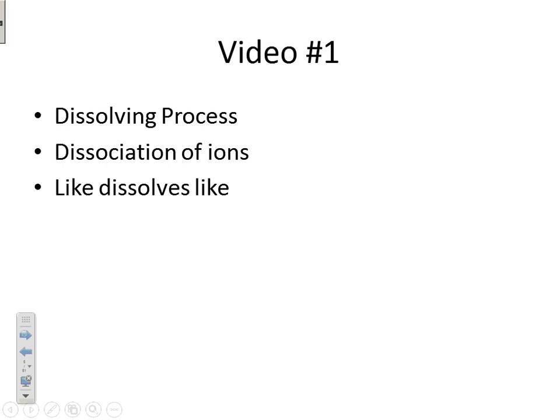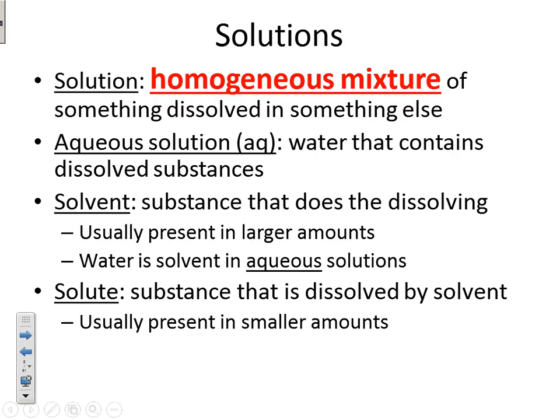So first up we have a whole bunch of definitions. Solution: when we say solution in chemistry, we are referring to a homogeneous mixture. So just a reminder that homogeneous means same. It looks the same throughout. So it's a very evenly mixed mixture that has something dissolved in something else. If you think of sugar in water, that is a homogeneous mixture, that is a solution.